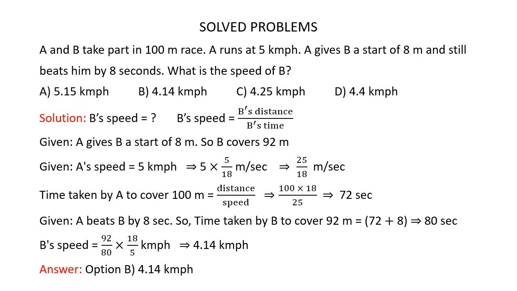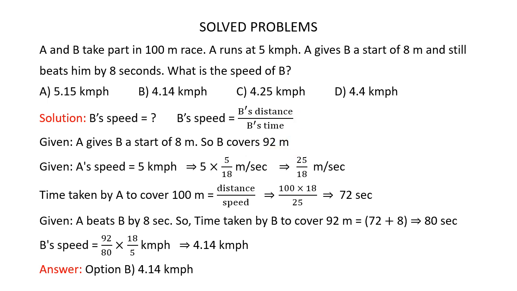So in this 100-meter race, A starts from the starting point and covers the 100 meters to reach the winning point, whereas B gets a start of 8 meters. So B covers only 100 minus 8, that is 92 meters. So B has to cover only 92 meters to reach the winning point, whereas A has to cover 100 meters to reach the winning point. So now we know that B's distance is 92 meters.